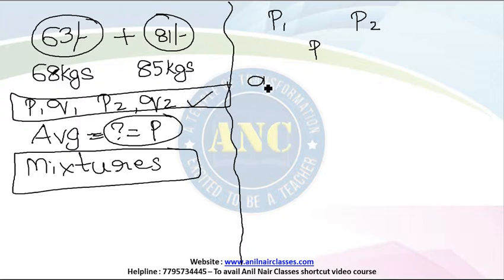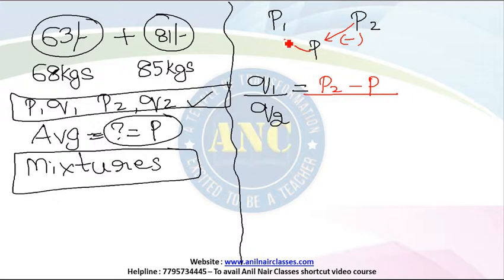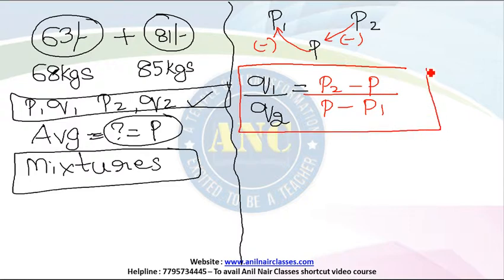You need to find the ratio in which the two products are mixed. Q1 by Q2 ratio is given by highest minus average, P2 minus P, divided by average minus lowest, P minus P1. The proof I have also given in the previous slide very clearly.